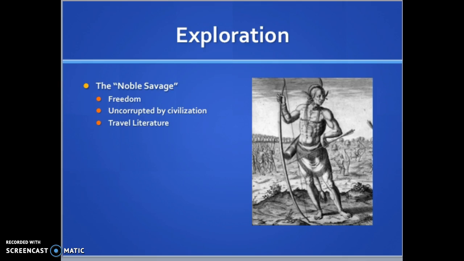These ideas were published in a series of popular pamphlets and books known as travel literature. What these books taught Europeans was that certain ideas, such as religion and government and society, were relative. In other words, customs and traditions varied from one place to another. No one culture, including European culture, was superior to any other.